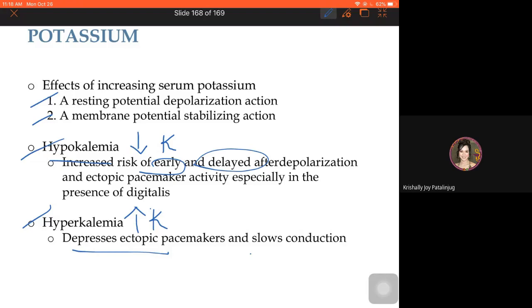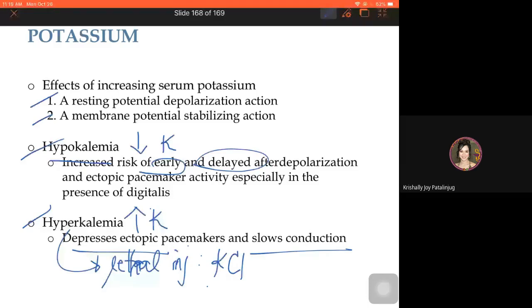Kaya nga kung naaalala nyo, ang potassium, part siya or component siya ng tinatawag na lethal injection. Okay? Yung potassium chloride. Okay? Component siya ng lethal injection. Okay? Yung potassium. And that is in the form of potassium chloride. Again, lethal injection component ang potassium chloride. Although, meron ding mga potassium chloride na gamot. Okay? Meron ding mga potassium chloride na electrolyte replenisher. Meron ding medical use ang potassium chloride nowadays. Pero ang gusto kong ipaliwanag dito is yung non-medical use side ng potassium chloride.